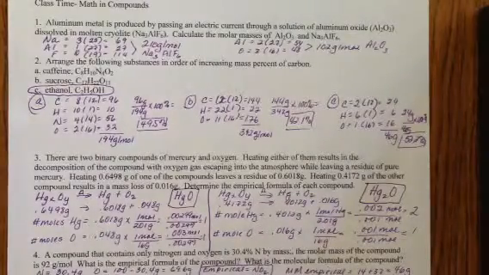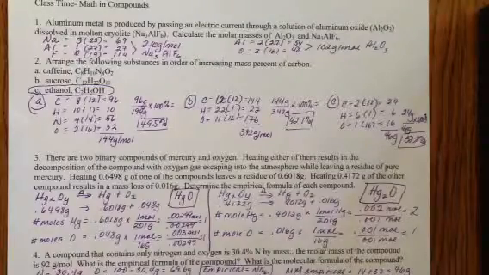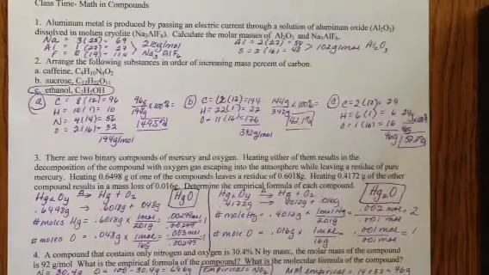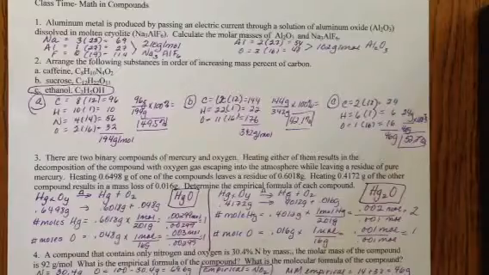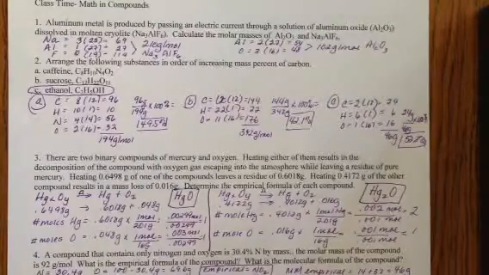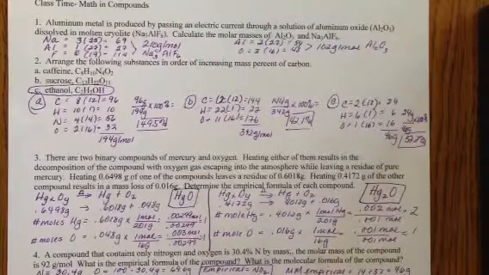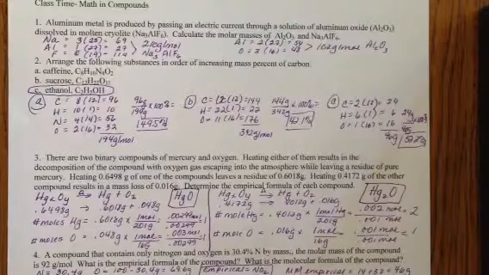For question number 3, there are two binary compounds. Remember, binary means two elements, that contain mercury and oxygen. Heating either one of them results in the decomposition of the compound, with oxygen gas escaping into the atmosphere while leaving a residue of pure mercury.